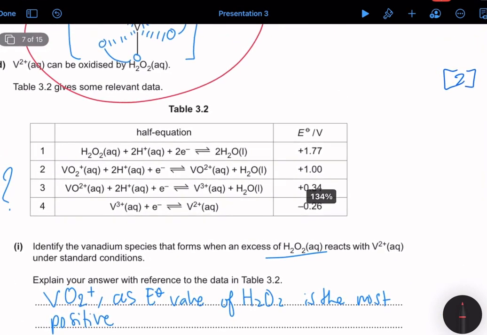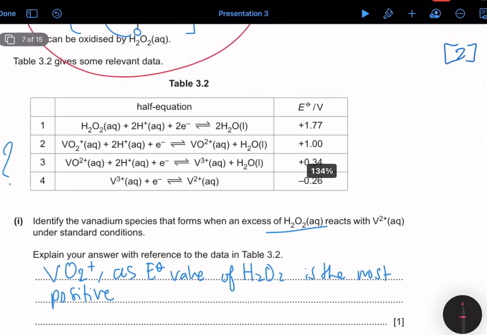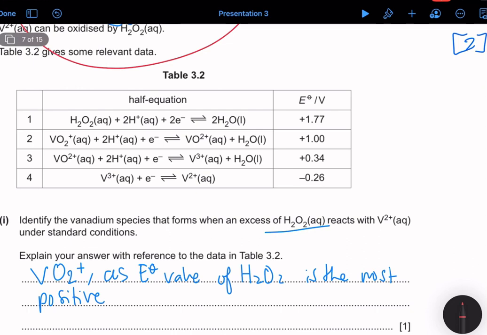V2+ aqueous can be oxidized by H2O2 aqueous. Table 3.2 gives some relevant data, so you have the values and the half equations. Identify the vanadium species that forms when excess H2O2 reacts with V2+. What you're trying to get here is the answer that contains the most positive E value. So that would be your VO2+, the one here.